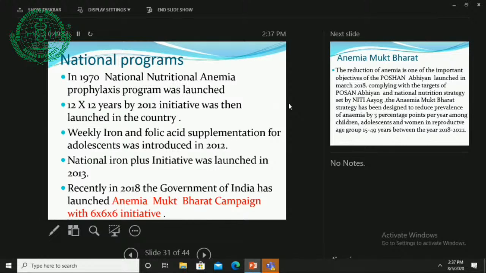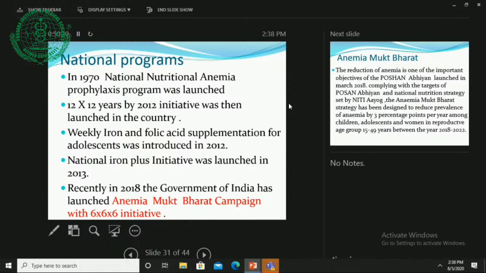In this, they were giving weekly iron and folic acid to all adolescents in the age group 10 years to 19 years in the schools and colleges which were government aided schools and colleges. And those who were out of school used to receive it from the Anganwadis.